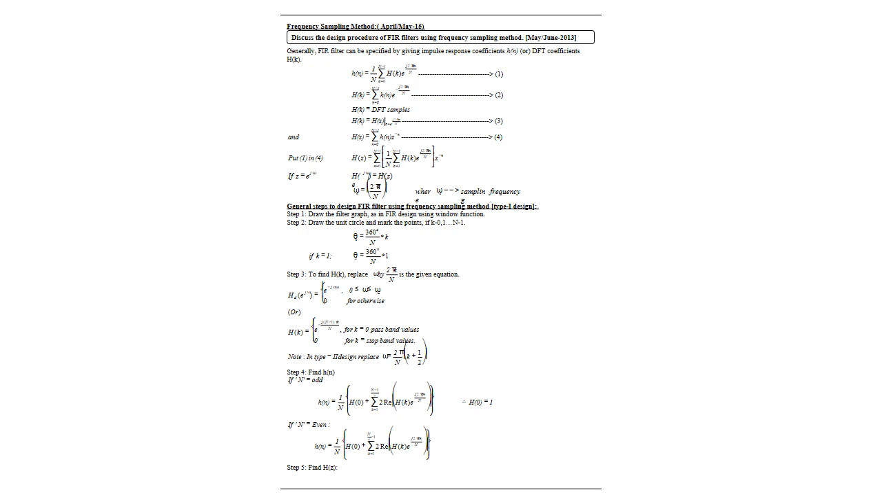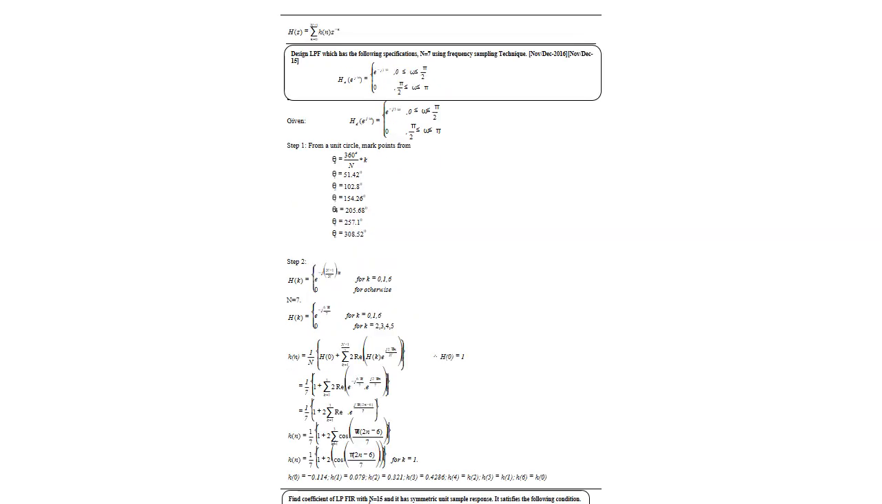So next is step 5, that is we have to find out the H of z value. So that is H of z is equal to summation n equal to 0 to N minus 1 h of n z power minus n. Okay. So this is how we have to find out the values.